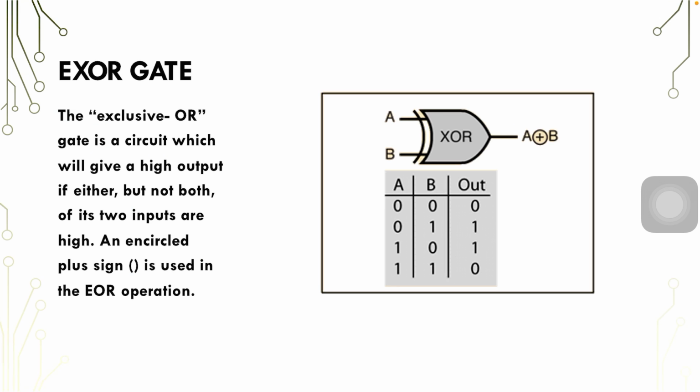EXOR gate. The exclusive OR gate is a circuit which will give a high output if either but not both of its two inputs are high. An encircled plus sign is used in the EXOR operation. In the illustration here, it has the inputs A and B and the XOR, and the outcome is A with the XOR operation, plus with the circle, B. And it also has an input and output illustration as shown in the table.